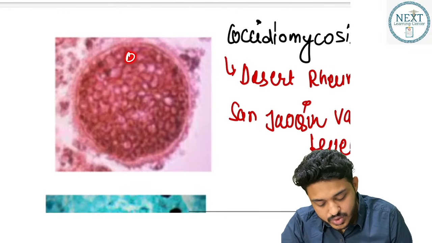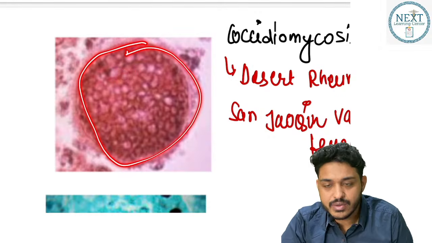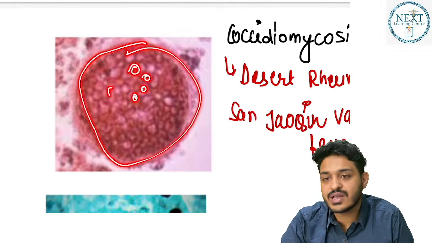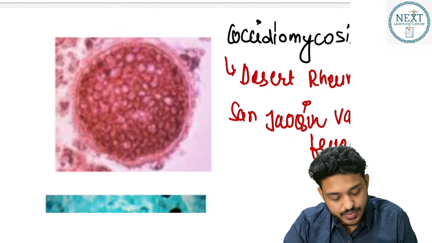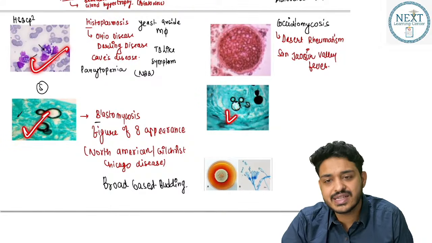I told you, endospores with this spherule. So this particular one is going to be what? This particular one is spherule, and here these small yeast cells are going to become what? Endospores. So this is going to be the appearance that we are having, but the important appearance they are asking about is these three, right?